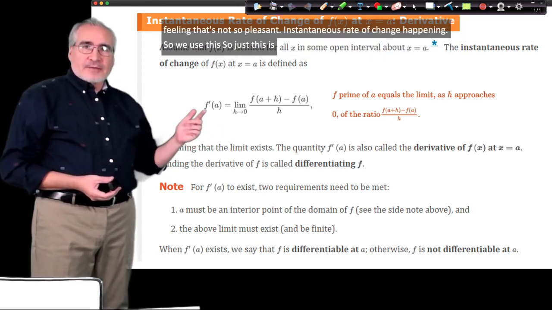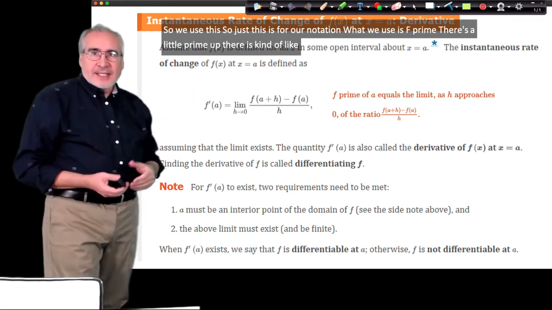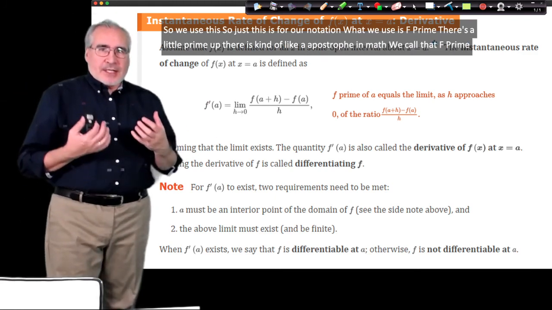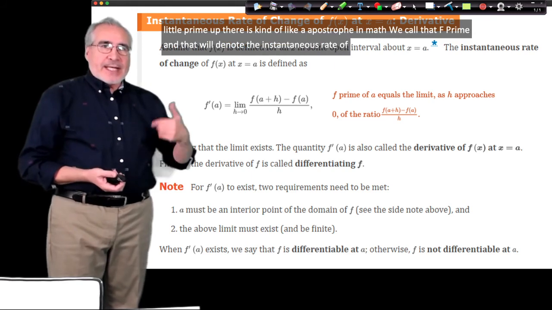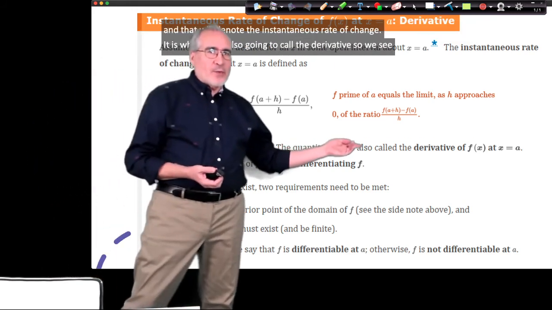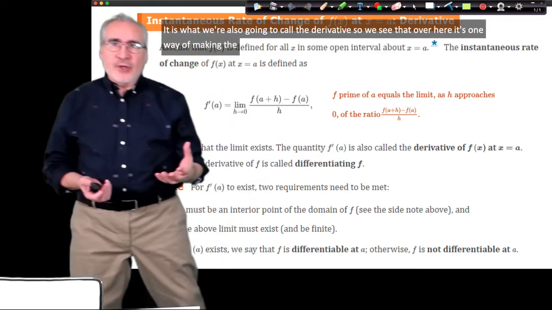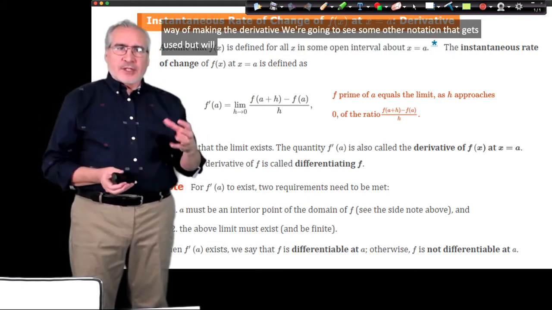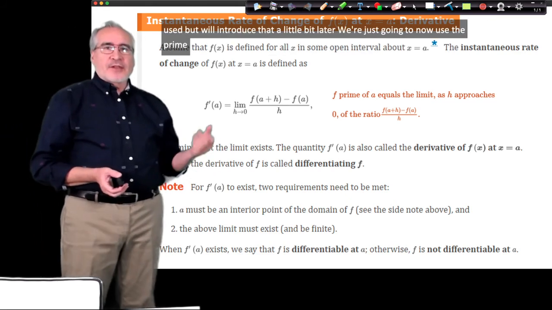Okay, so for our notation, what we use is F prime. There's a little prime up there. It's kind of like an apostrophe. In math, we call that F prime. And that will denote the instantaneous rate of change. It is what we're also going to call the derivative. So we see that over here. It's one way of writing the derivative. We're going to see some other notation that gets used, but we'll introduce that a little bit later. We're just going to now use the prime. F prime is the derivative.